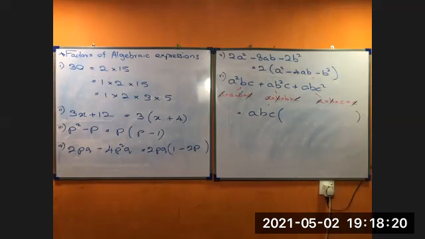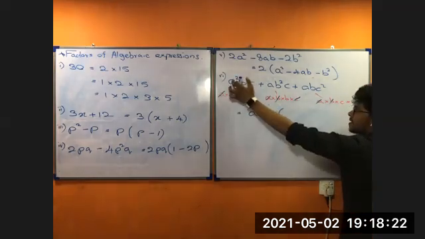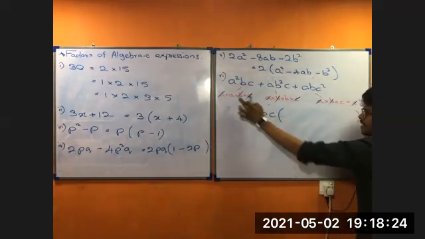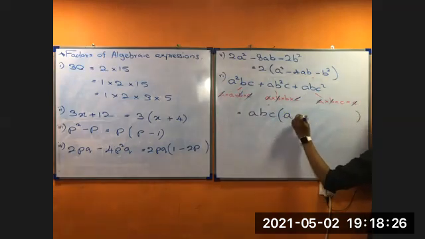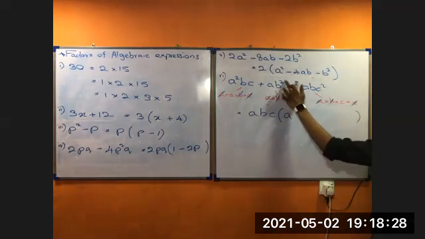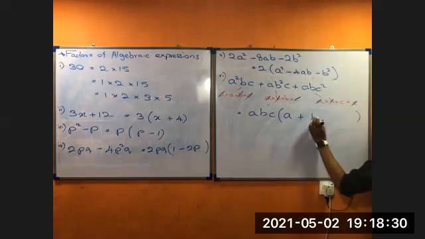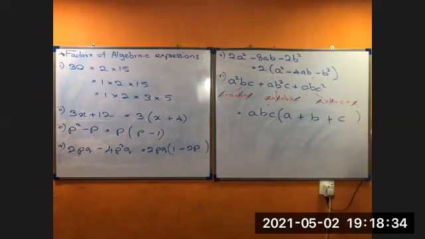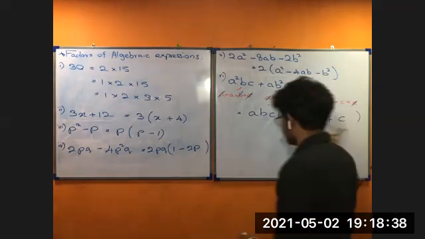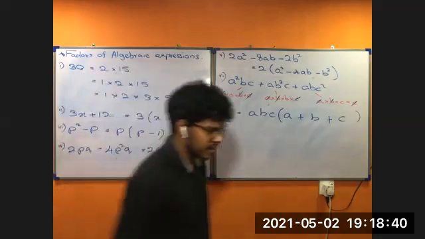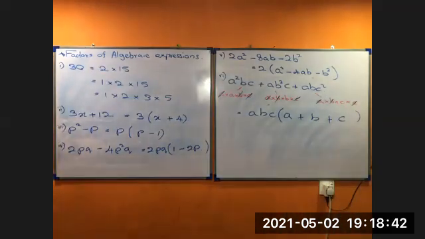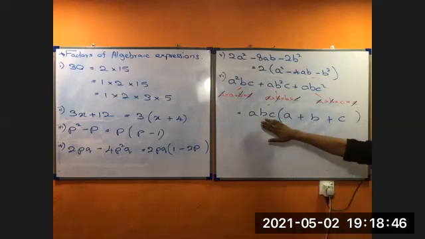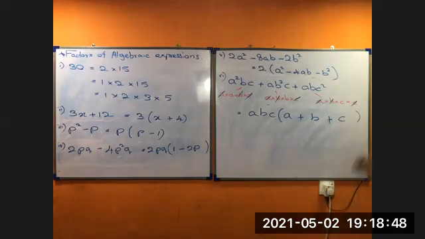So within the bracket, the remaining. From the first A squared BC, we have A remaining. From AB squared C, we have B remaining. And from ABC squared, we have C remaining. So it's ABC times the bracket. I think one student sent me ABC times ABC. So it is ABC times A plus B plus C.